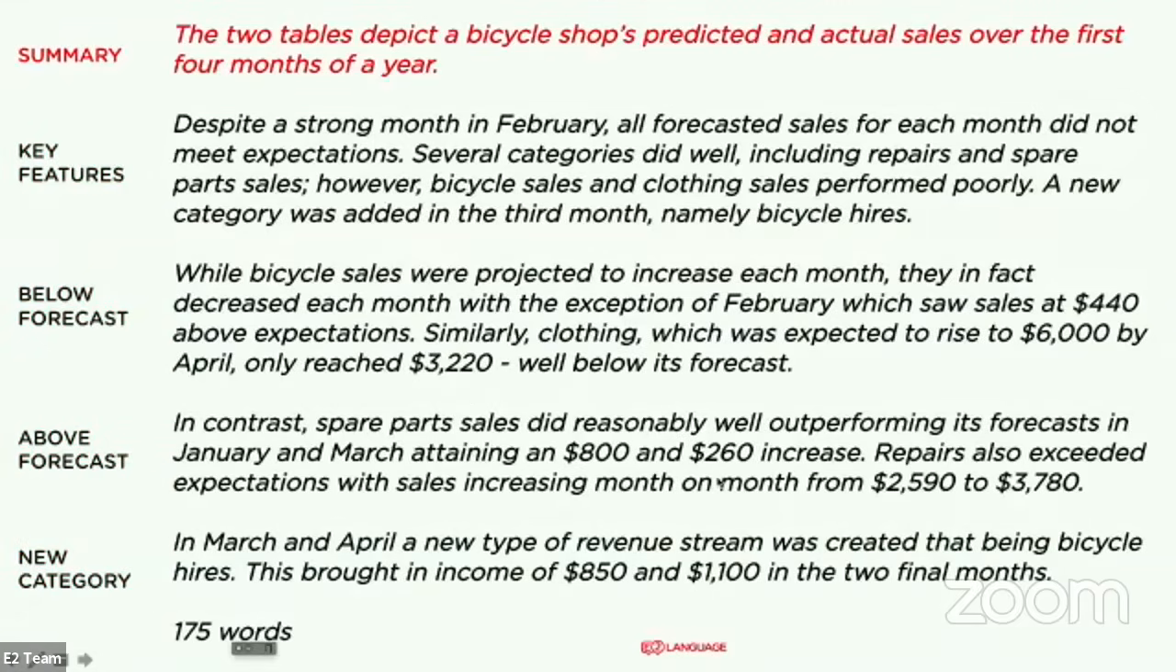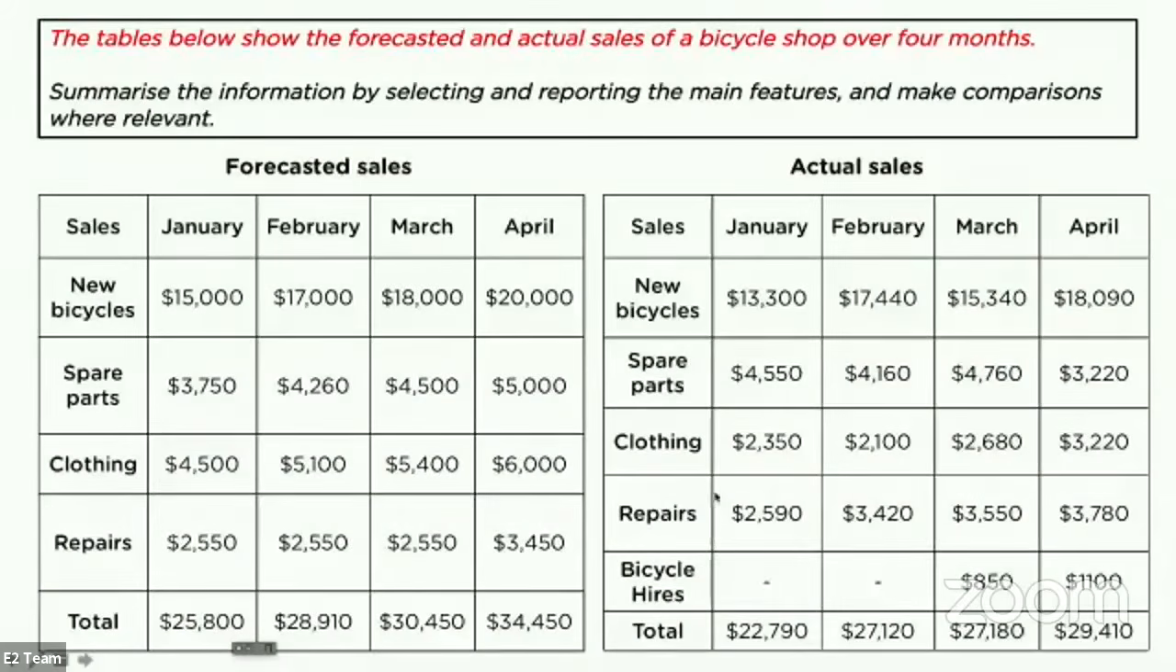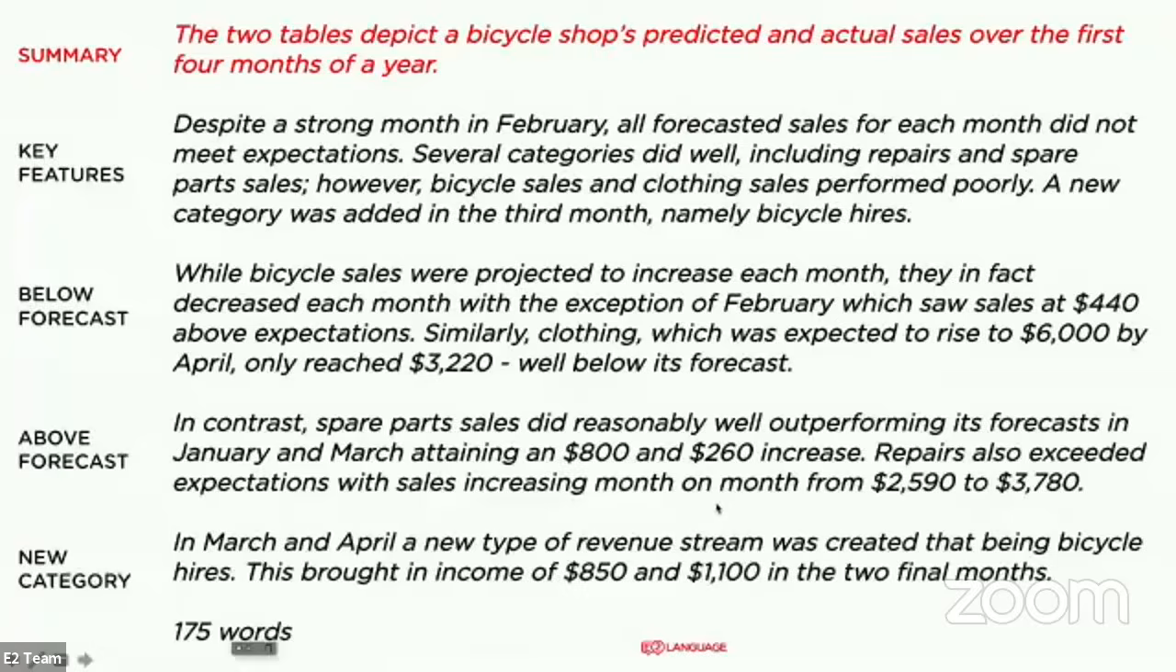So the summary sentence, how did I write this? Well, I looked at this sentence here, which says the tables below show the forecasted and actual sales of a bicycle shop over 4 months. So I took that sentence, I rewrote it in my words to mean the exact same thing. The two tables depict a bicycle shop's predicted and actual sales over the first 4 months of a year. It says the exact same thing. It's just written in different words, not entirely different words. The word actual sales, I couldn't change, for example, and bicycle shop, I couldn't change that. Perhaps I could have written bicycle store.